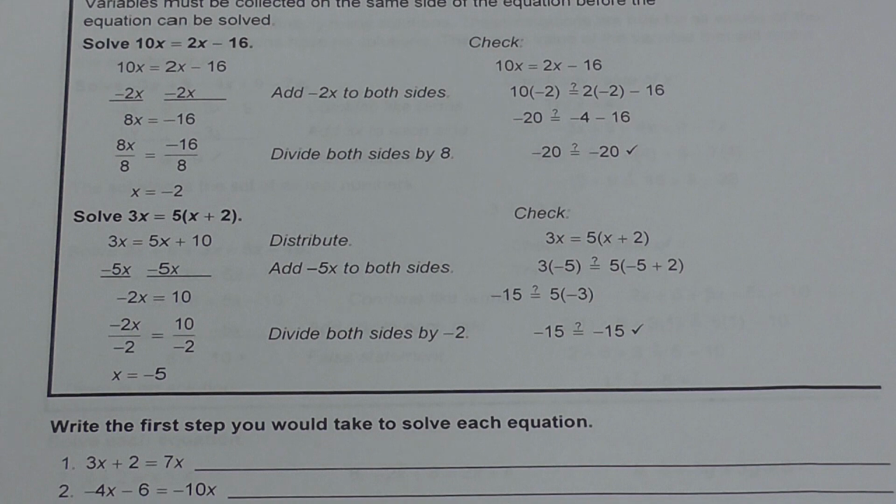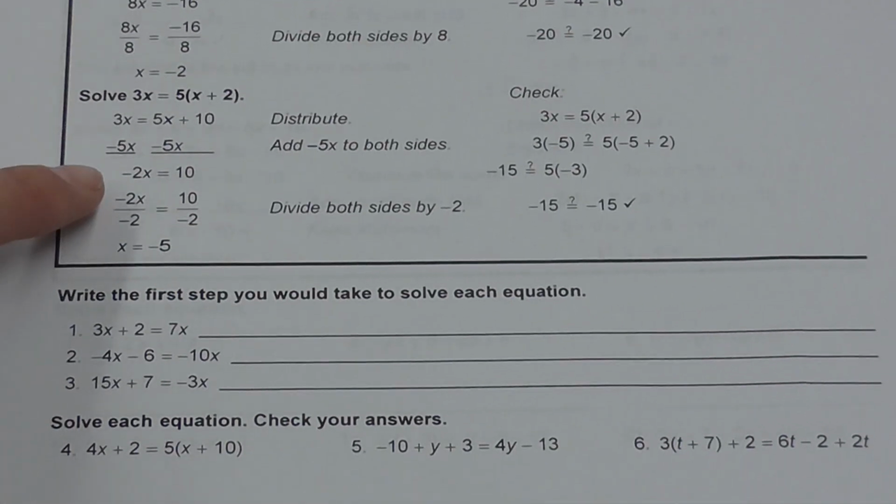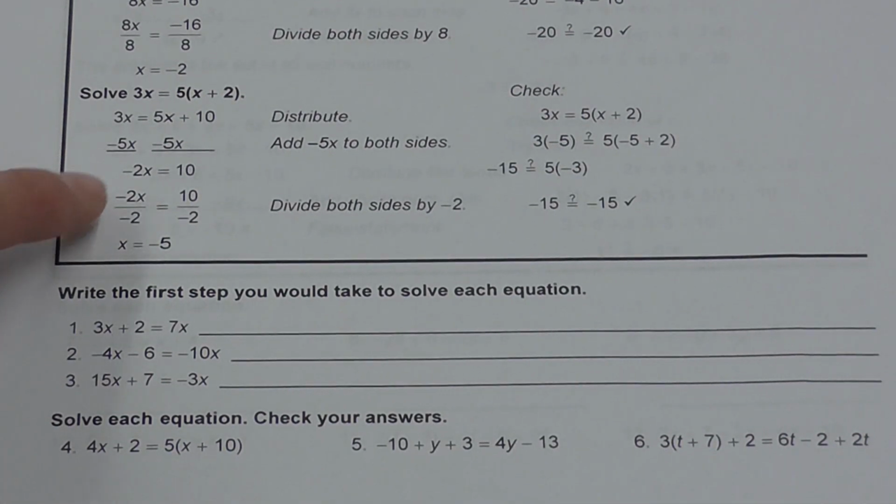Could you have subtracted 3 and then subtracted 10? Yes, you could. But what we're going to do here is we're going to move the x's to the left side and keep my numbers on the right. When we do that here, I get negative 2x equals 10. I'm going to divide both sides by negative 2, so x is going to equal negative 5.